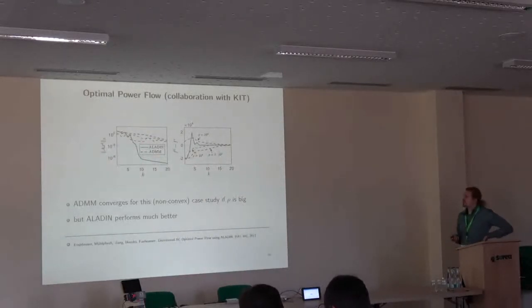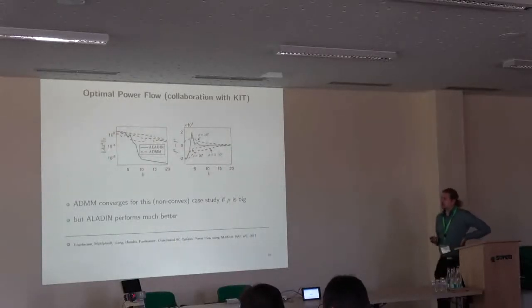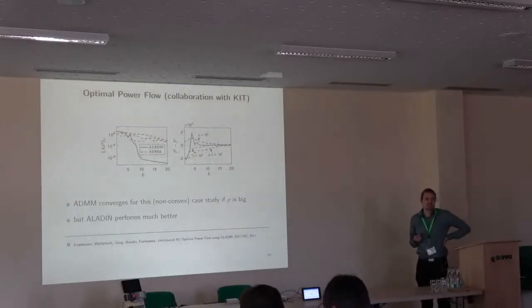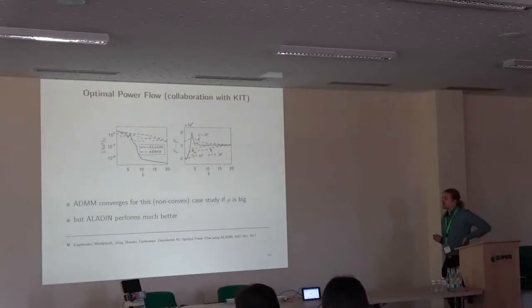So that's much faster, and the reason is again that we have enough information in the Hessian approximations to speed up the convergence rate a lot after a few steps already. And we see that Aladin here performs much better, although in principle we could use ADMM for this case study. So it works in principle.